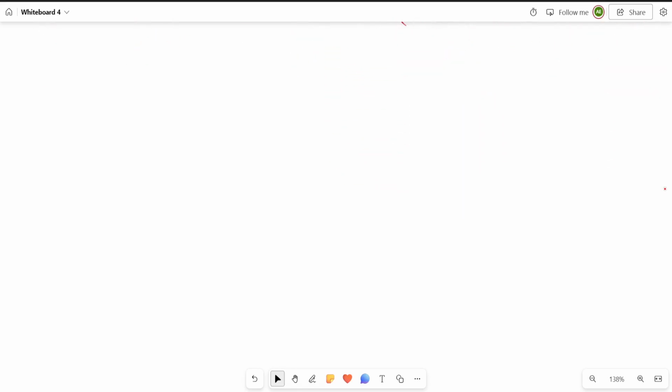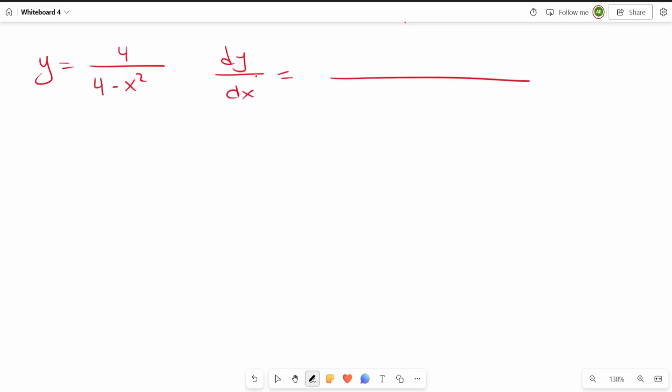Right, let's take one more example. Let's say we have y equals 4 over 4 minus x squared, and I want dy by dx. Again, we're going to do the same thing. So it's going to be the differentiation of the numerator. Differentiation of a constant is basically 0, because the constant here is 4, and differentiation of any constant number is 0.